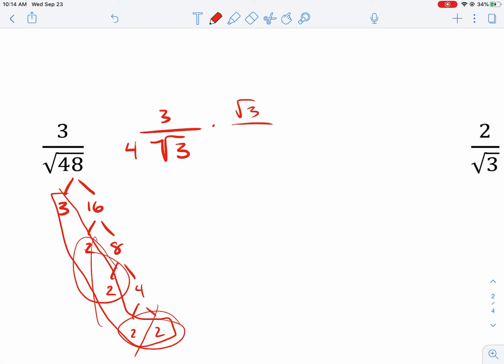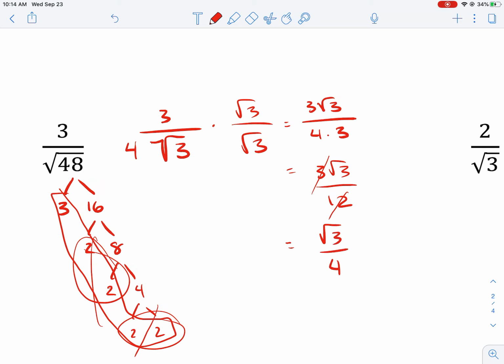And now we'll multiply the top and the bottom by square root 3. On the top we get 3 square root 3, over 4 times 3, which is 3 square root 3 over 12. Continue to simplify: square root 3 over 4. And if you were to punch that into your calculator, 3 divided by square root of 48, and then square root 3 divided by 4, you get the same exact answer.